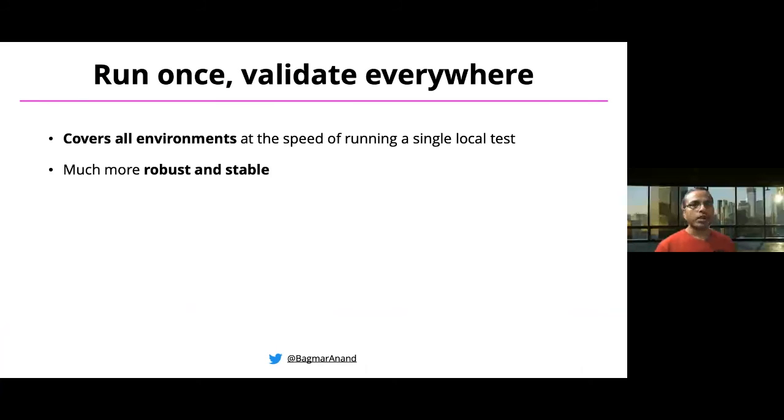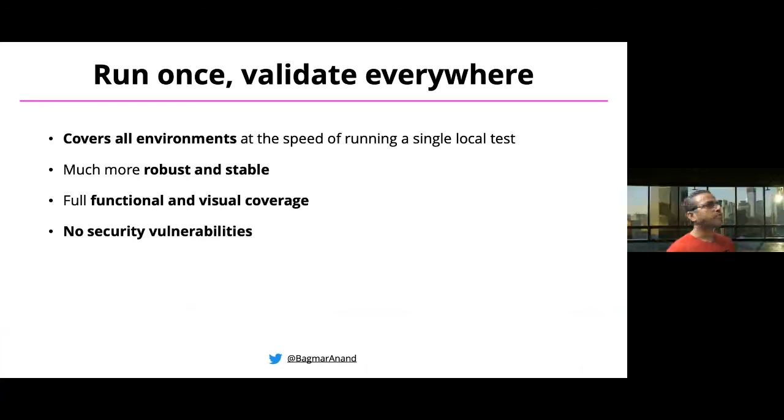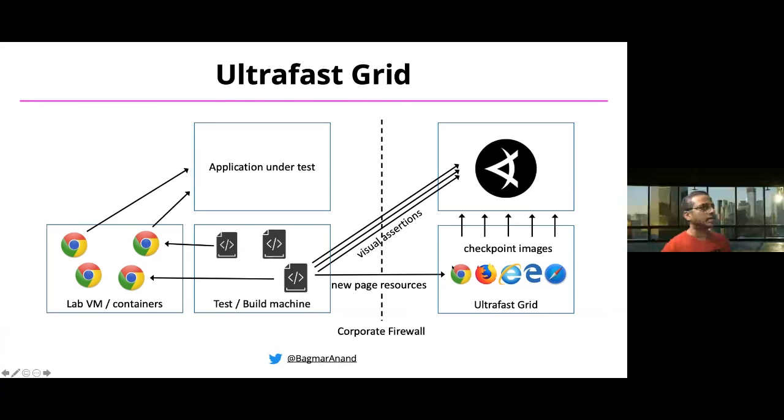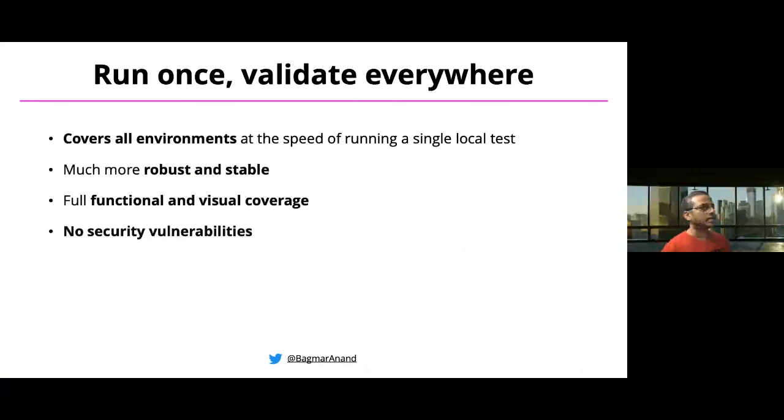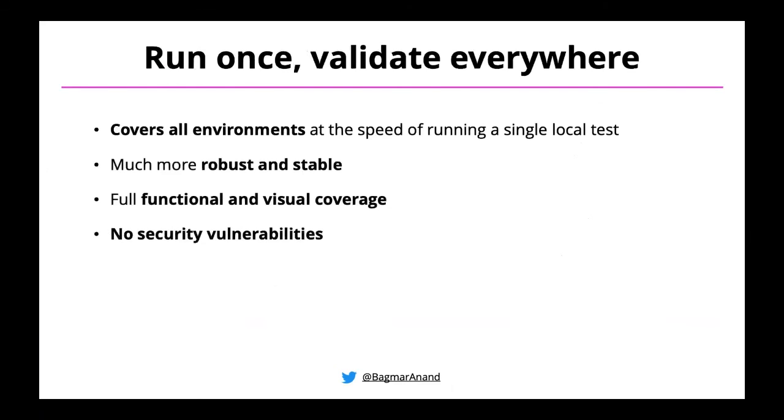The tests become much more robust and stable. It covers functional and visual across all these configurations. There are no security vulnerabilities because, if you see this earlier screen, there is only an outbound request from your company firewall into the ultra-fast grid. There is no inbound connection coming across, so there is no security risk because there's nothing coming back inside your network.